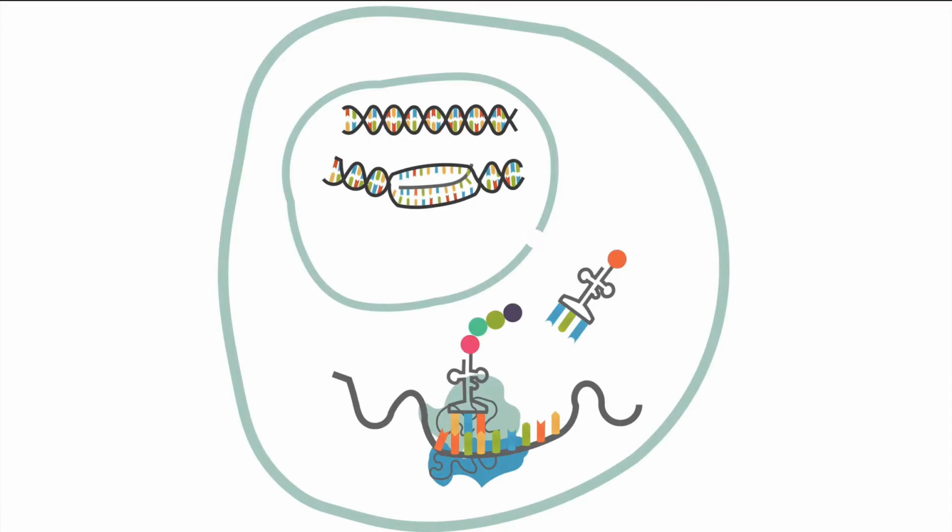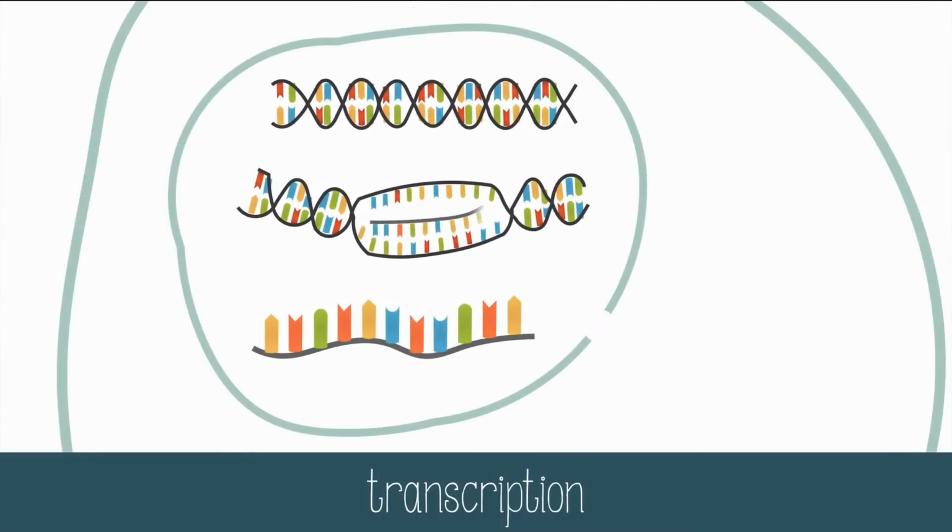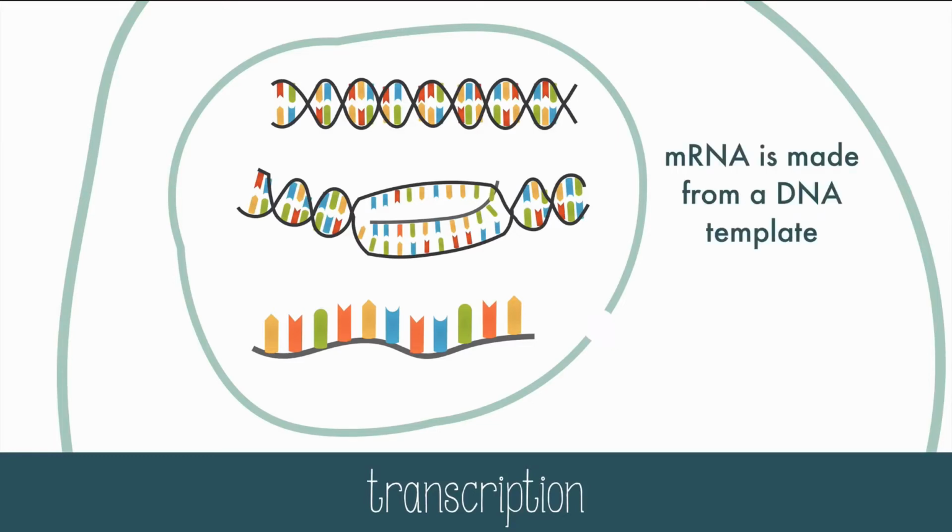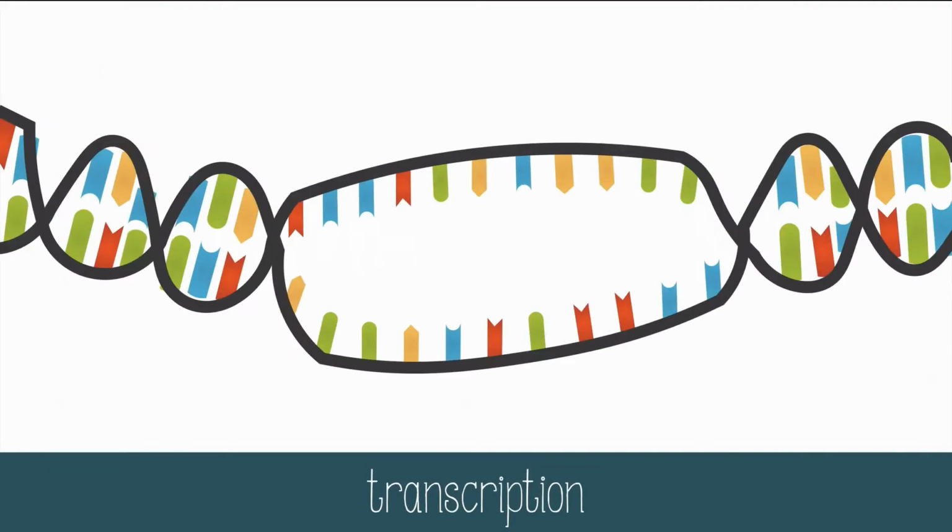Okay, so let's look at protein synthesis. So here we have a cell. Inside the nucleus is the DNA, and also on the outside you can see a ribosome. Okay, so first of all, let's talk about the production of mRNA in transcription. So during transcription, an mRNA copy of a gene is made from DNA. In eukaryotic cells, transcription takes place in the nucleus.